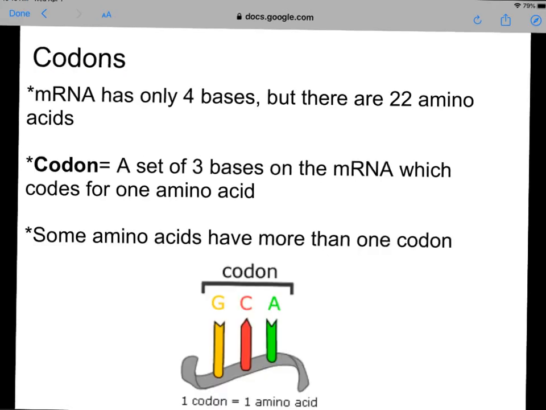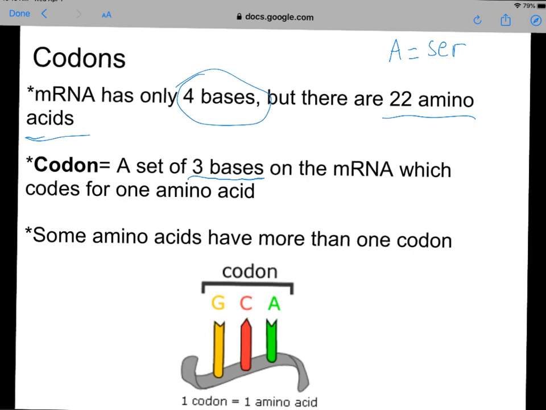So now, how do we read the code, or how does the ribosome read the code? It can't be just like a one-to-one substitution where like A is going to code for the amino acid serine, because there are 22 amino acids that need to be coded for, and there's only 4 bases. So a one-to-one code isn't going to work. A 2-base code also is not going to have enough. So this system uses a 3-base system.